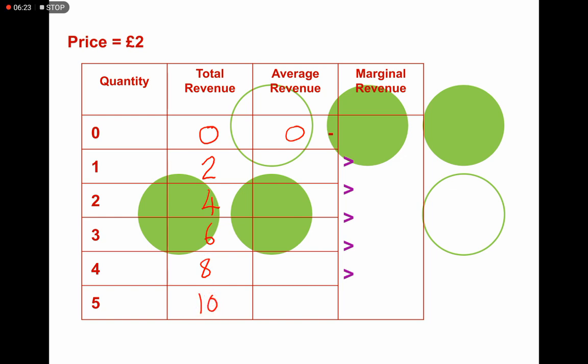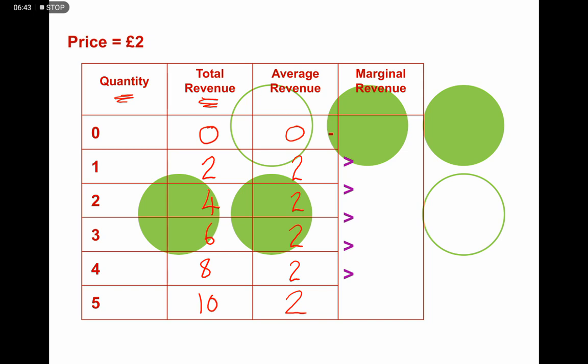Then my average is the total divided by the quantity. So £2 divided by 1 sold is 2. £4 divided by 2 is 2. £6, but I've sold 3 of them, means on average they were £2 each. Okay, so it's £2 all the way down.